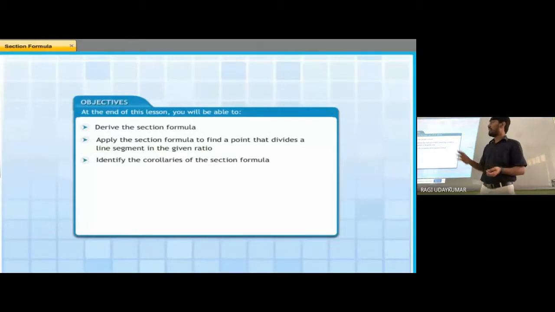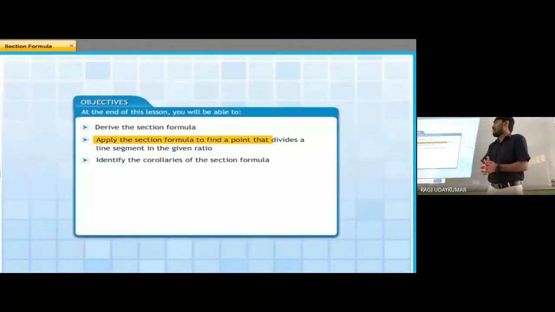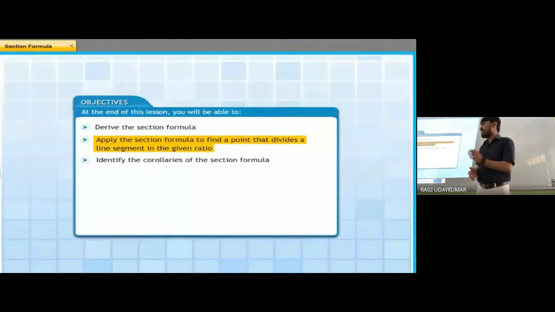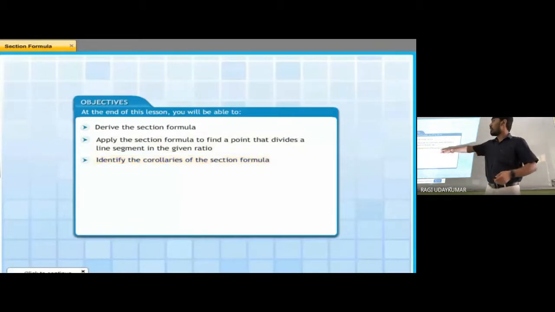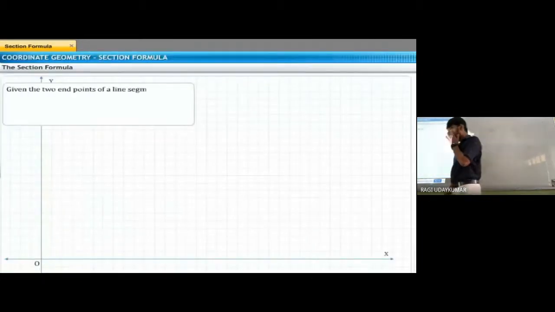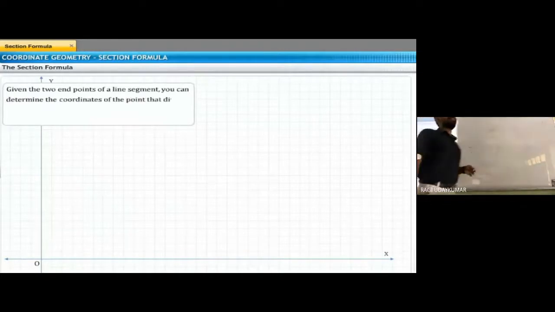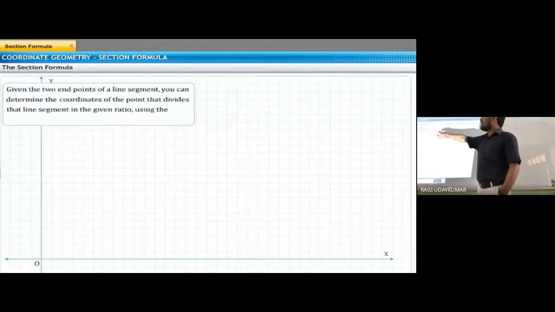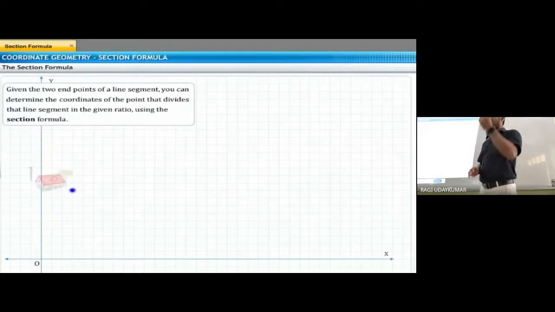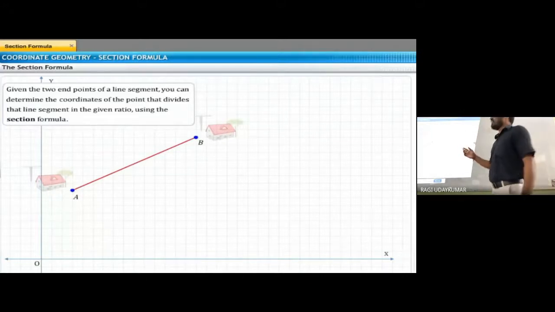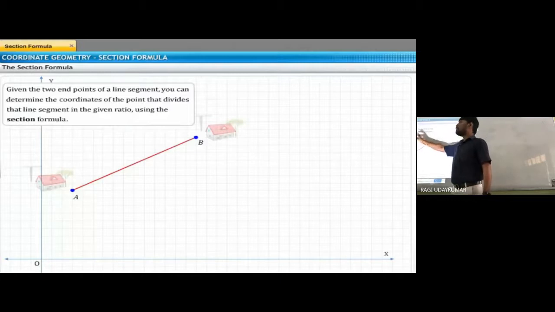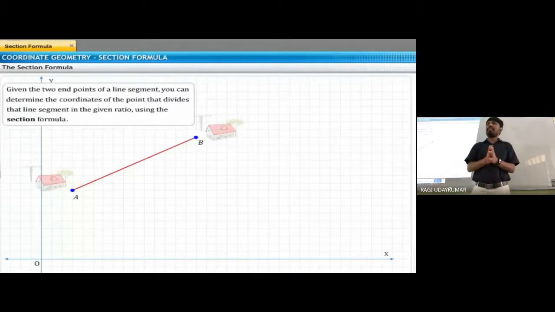In that, we are going to learn the derivation of the section formula: how do we derive the section formula, and apply it to find the division of a line segment in the given ratio, and identify the corollaries of the section formula. So first, two points are given to you here. Let us consider the two points of the line segment, and you can determine the coordinates of the point which divides the line segment in the given ratio using the section formula.